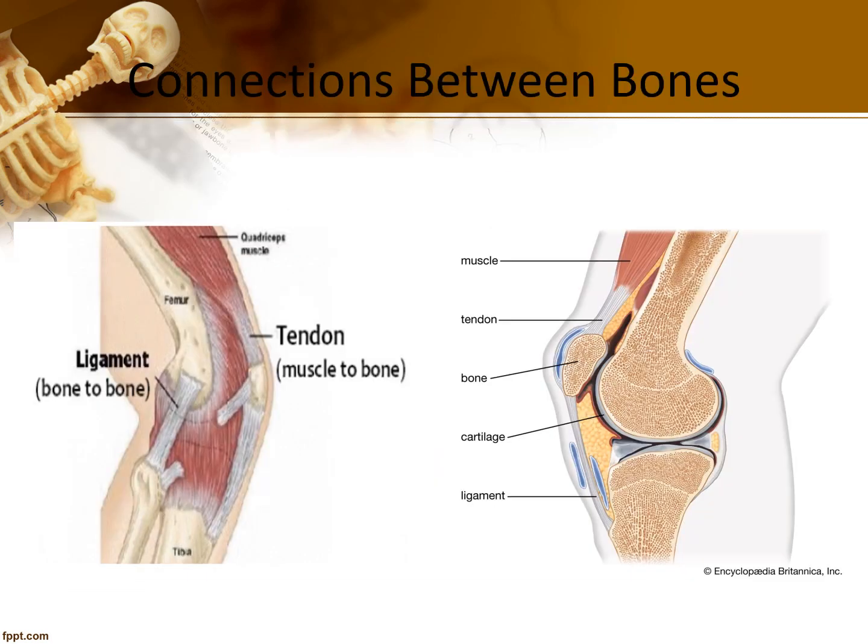Connections between bones. The bones of the skeleton are connected together by joints, cartilages, and ligaments. These structures provide stability and facilitate movement, ensuring the skeleton functions effectively. Ligaments connect bone to bone, and tendons connect muscle to bone.